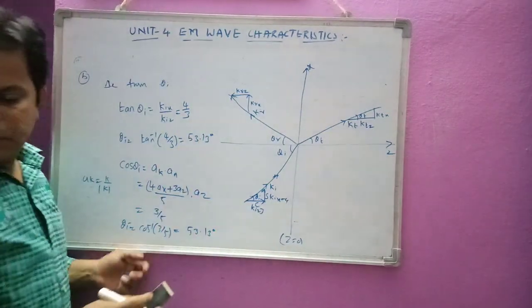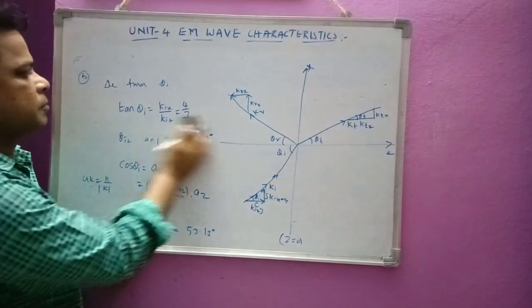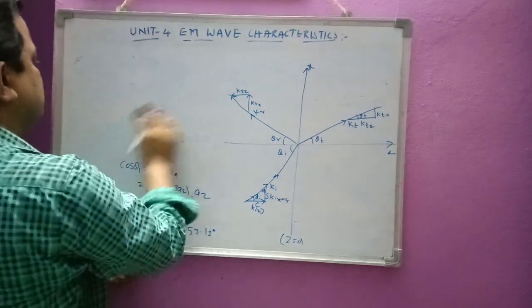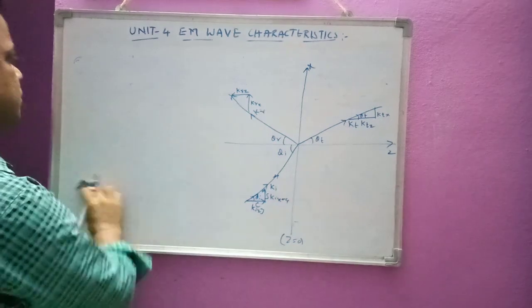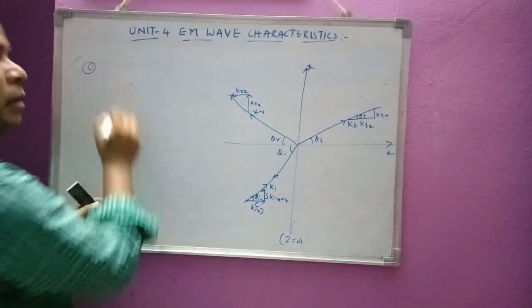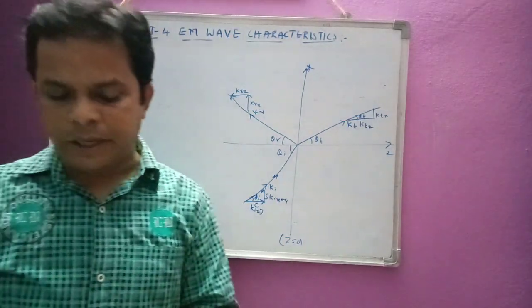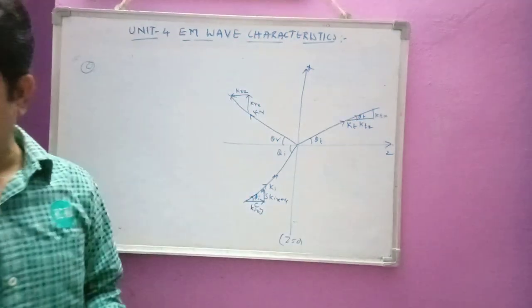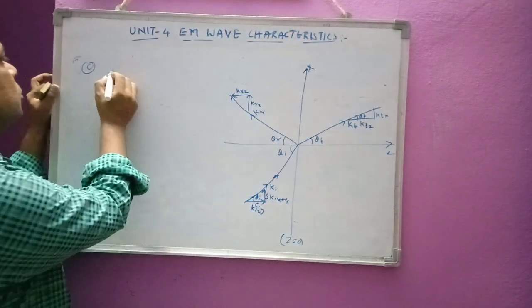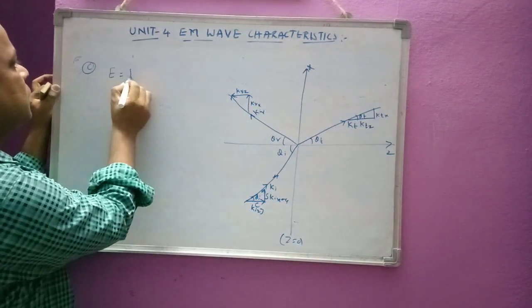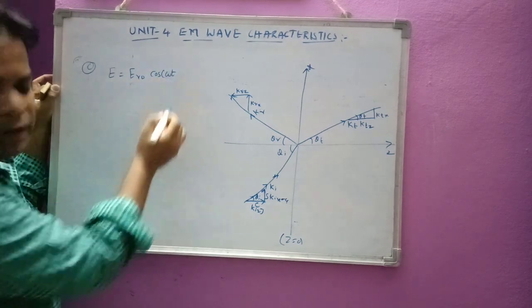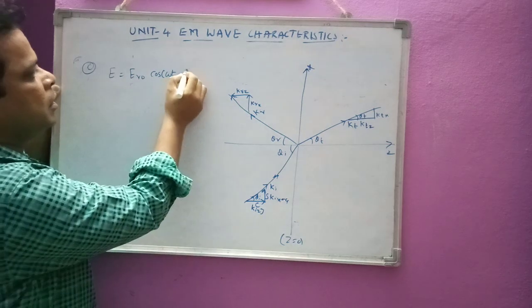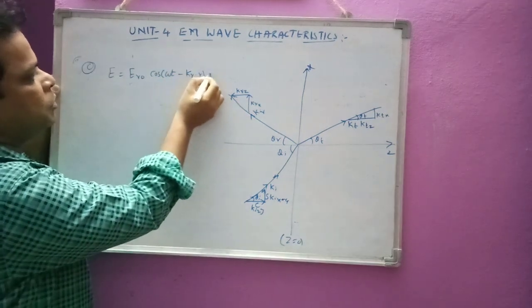Now let us move to the next one, that is C. C question, what we need to find here, let us see. He is asking to find the reflected E field. Okay, so here we can easily find it. Write the general formula here: E_R is equal to E_R0 cos(omega t minus k_r dot r) a_y.